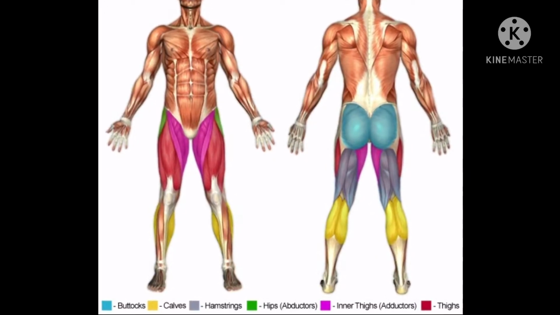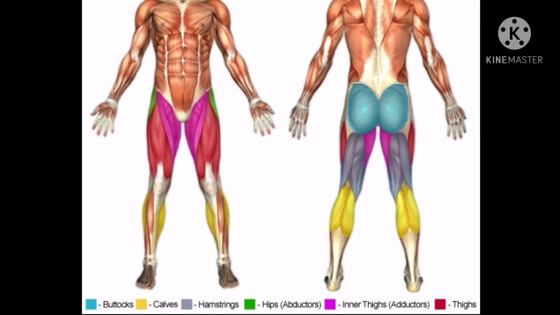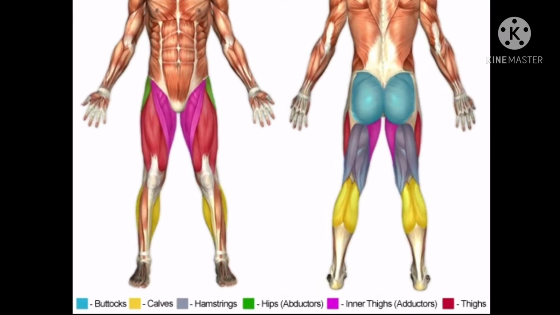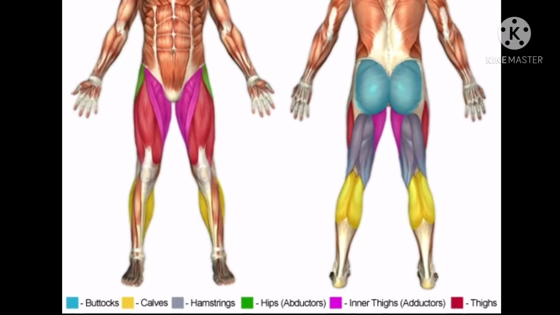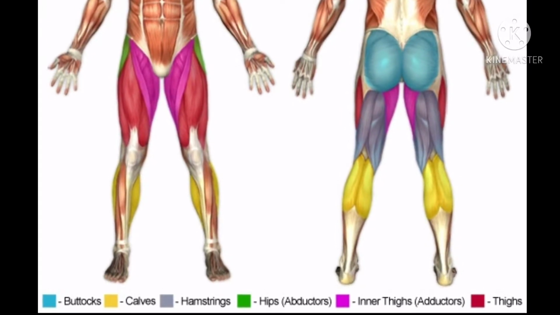Now, what exactly constitutes the legs? The legs are composed of four main muscle groups: the quadriceps, the hamstrings, the glutes, and the calves. There are, of course, others, but for the sake of muscle hypertrophy, these are the only ones worth focusing on.